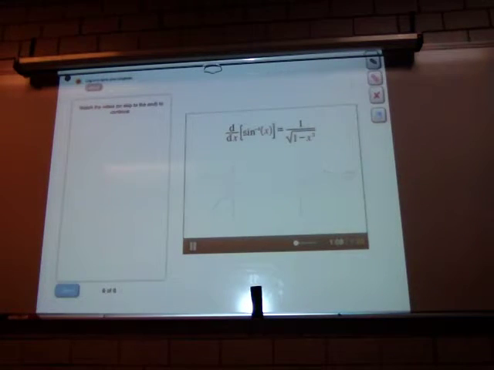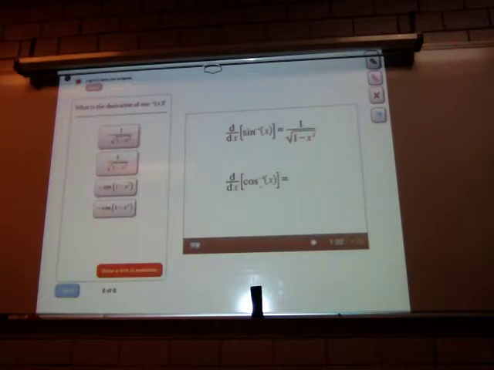Okay, so now that you've found the derivative of the inverse sine, try finding the derivative of the inverse cosine. You'll want to use the same techniques, like implicit differentiation, the chain rule, and at least one trig identity. Good luck.